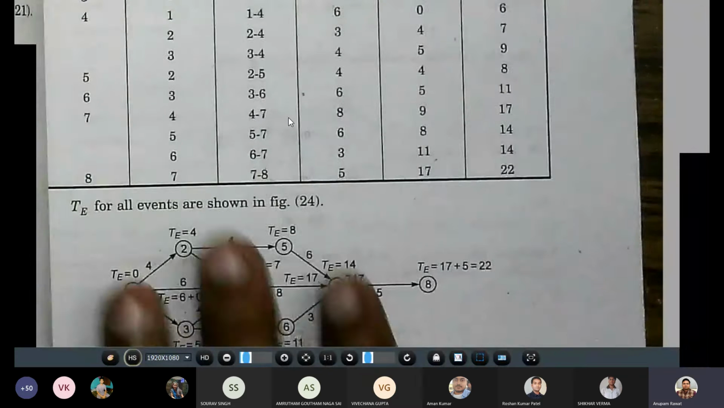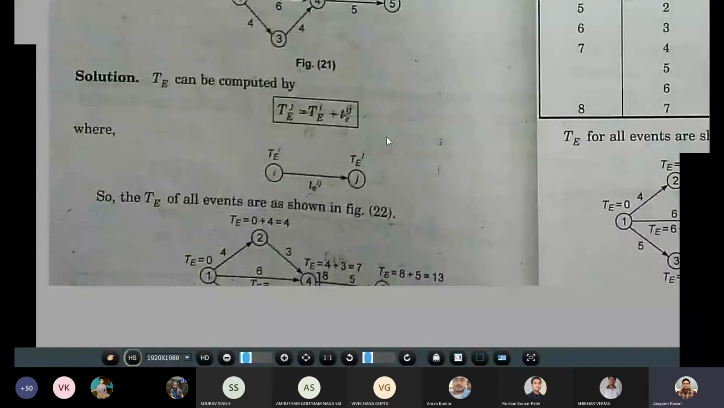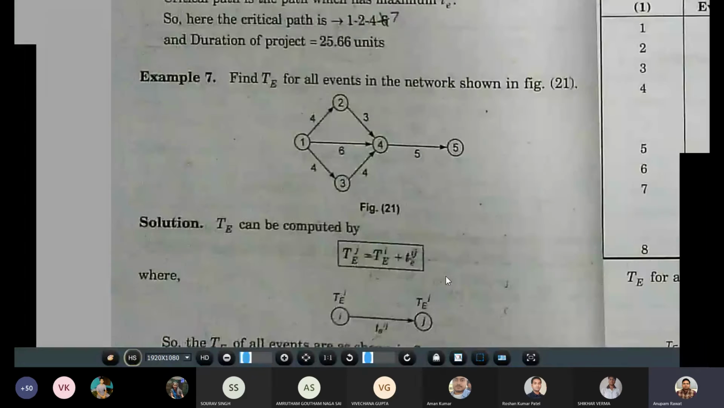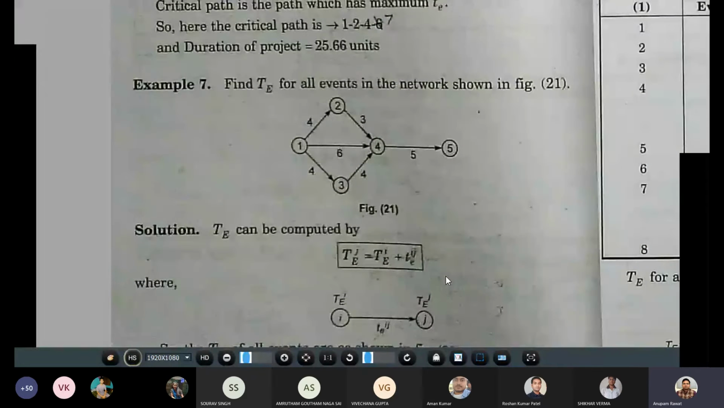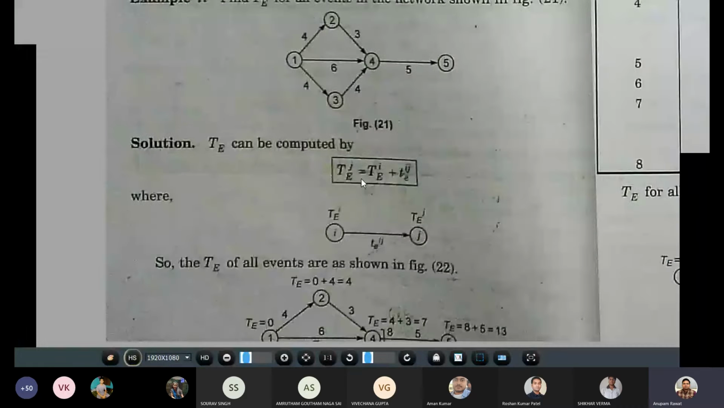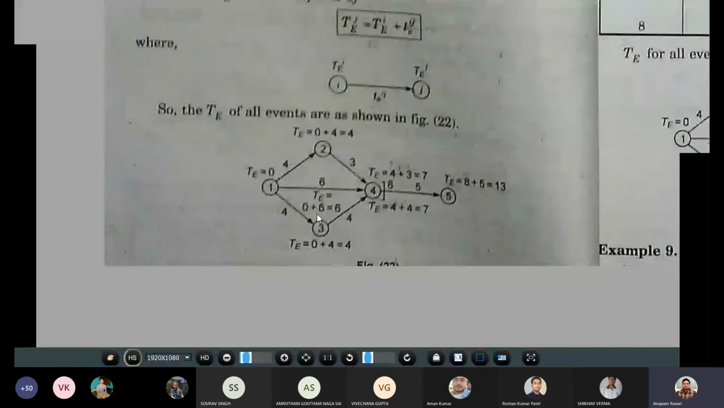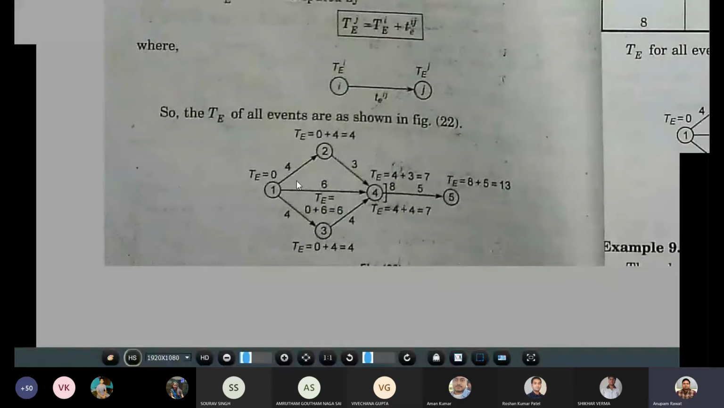Let us see another example. So in this example, we have to find out the TE of all the events. So in this network, we can see that events and the timing is given for each activity. That is 4, 4, 6, 3, 4, and 5. And the event number is there. So TE can be calculated: TEJ is equal to TEI plus TIJ upon E. So in that, we have to calculate the earliest expected time.